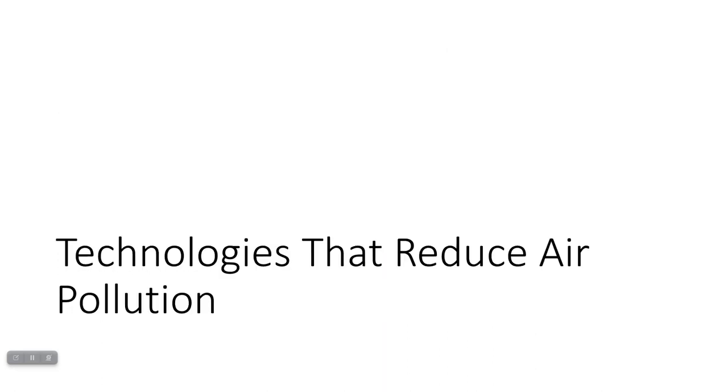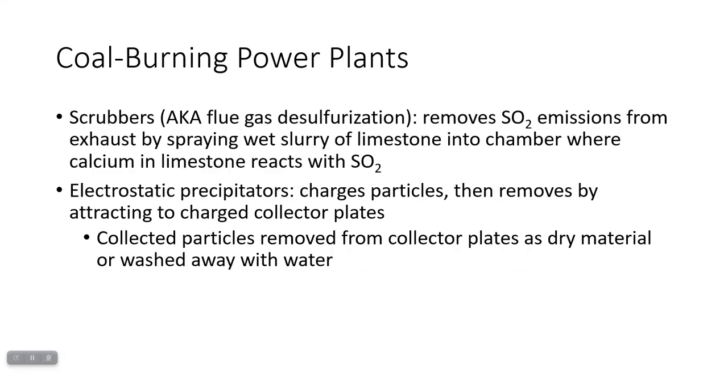There are a number of technologies that can help reduce air pollution. Coal burning power plants have two major ways that they reduce air pollution, and that is they use scrubbers and electrostatic precipitators. Now, a scrubber is a general term for something whose fancy name is flue gas desulfurization. Flue is basically like your chimney or smokestack. So, flue gas is the smoke coming out. And desulfurization means you're taking out sulfur.